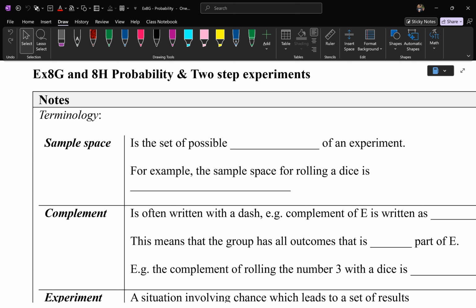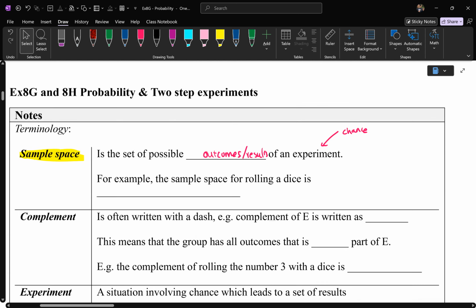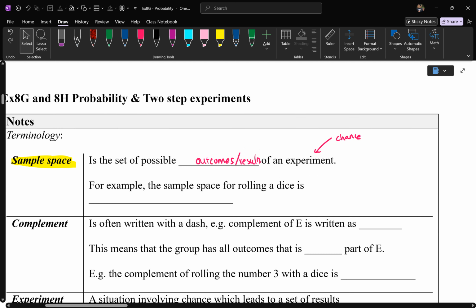Sample space. So a couple of terminologies we need to go through. Sample space actually means the set of all possible, and the proper term is outcomes, but really they mean results of an experiment. Now an experiment sounds really fancy. All it is, an experiment is anything that has a chance. Anything that has a chance that can occur out of it is called an experiment.